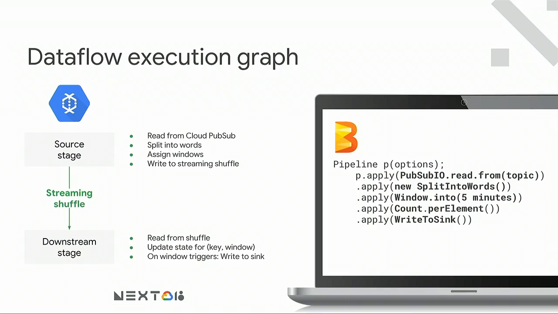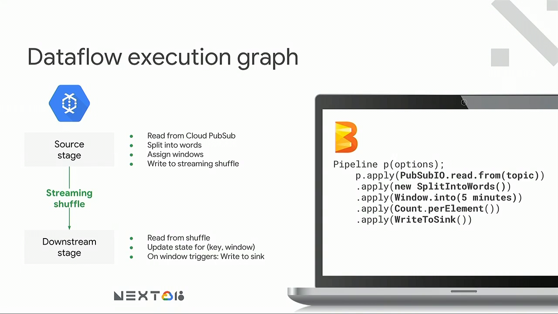This is a streaming pipeline, so we read words from a PubSub topic, split every line into its component words, and here we've decided to window it by 5 minutes. So our output is, every 5 minutes, how many of each unique word did we see in that last 5 minutes, and then finally count them and write the data out.